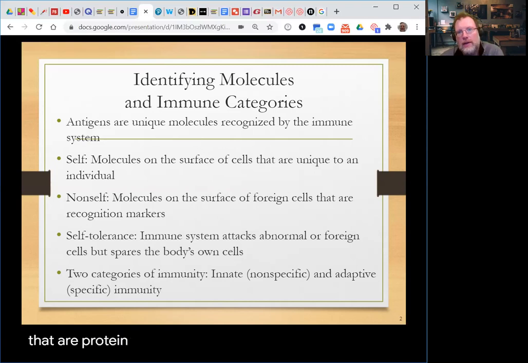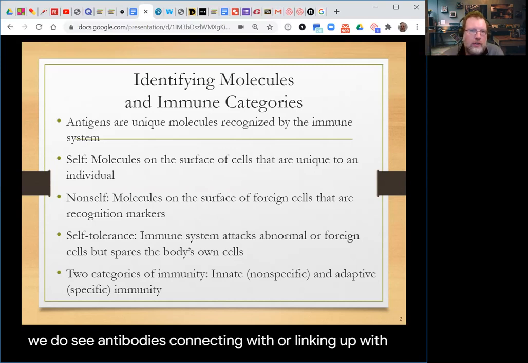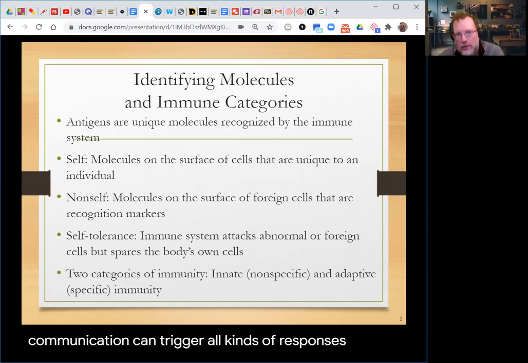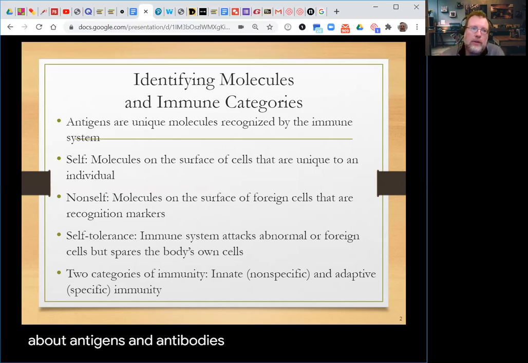They're protein based, so they are structural, and we do see antibodies connecting with or linking up with antigens as a way of communicating. Sometimes that communication can trigger all kinds of responses, such as an inflammatory response. So we'll talk a little bit more about antigens and antibodies throughout this immune system competency or module or unit. We see the term self and non-self.